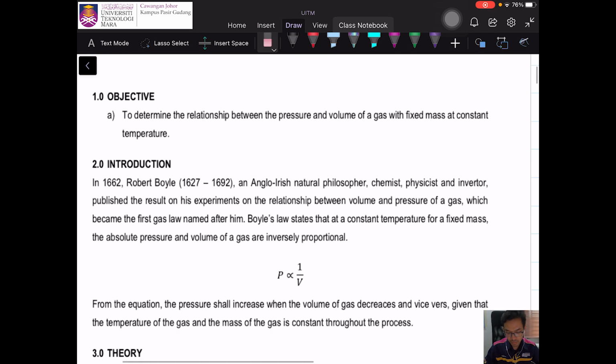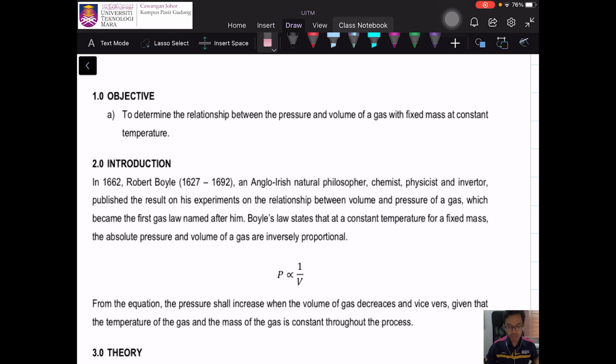Okay, so we first read the objective of this experiment, which is to determine the relationship between the pressure and volume of a gas with fixed mass at a constant temperature. So basically we have two important parameters here, which are pressure and volume, and we will relate these two parameters through Boyle's law.